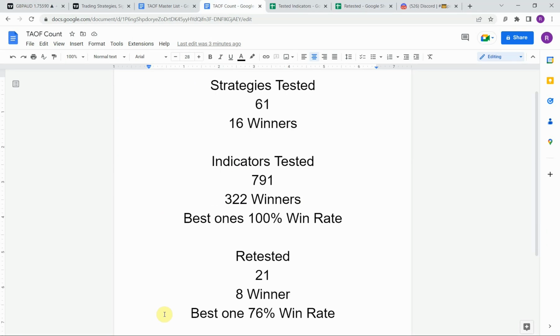We've also retested in the advanced testing 21 of the winning indicators. 8 of them have been able to maintain the winning status, the best one a 76% win rate. And keep in mind that we test most of these strategies and indicators on the Forex and crypto market, but they can be applied to just about any market and time frame universally.